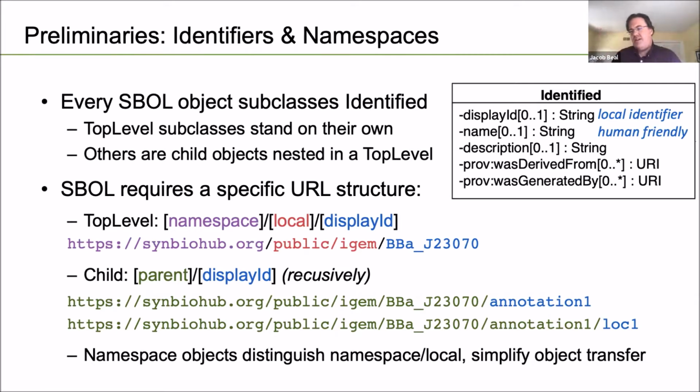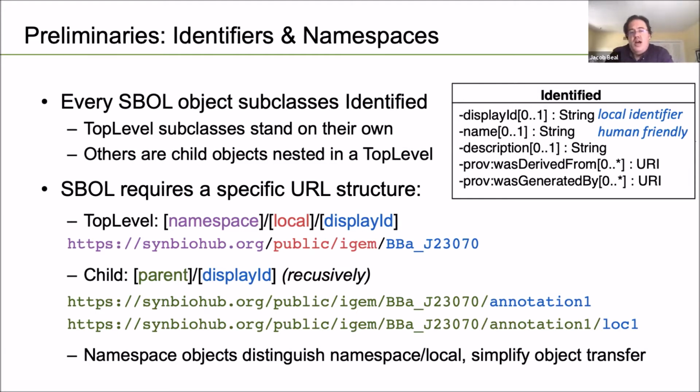Everything's unidentified. Top level subclasses are things that stand on their own. Top level is something like a plasmid, a coding sequence, a strain. Child objects are nested inside of top levels. Those are things like a feature for a cut site, or the interaction between a genetic production interaction between the coding sequence and the protein it produces. It doesn't stand alone. So it's a child object. We'll see those as we go along.